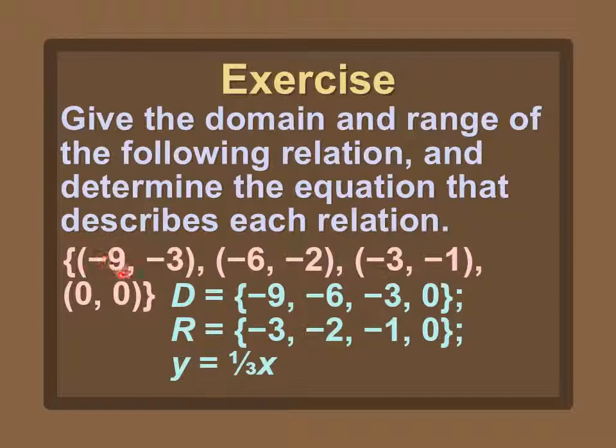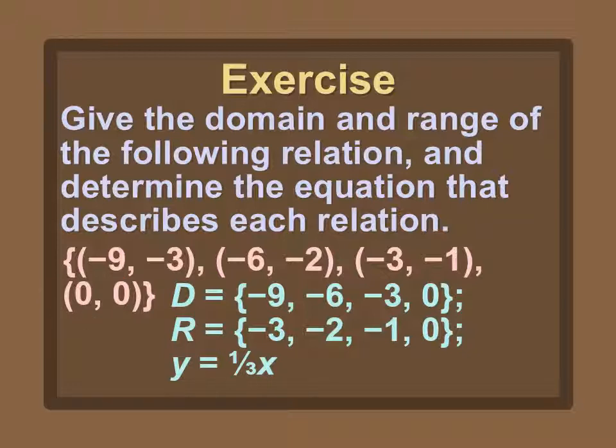What's another way to go from -9 to -3? Well, I can divide by 3, right? -9 divided by 3 is -3. That works. -6 divided by 3 is -2. Okay, so it's still working. -3 divided by 3 is -1. That works as well. 0 divided by 3 is 0. That still works. So that is how we're getting our y. In order to get y, we're dividing x by 3 every single time.